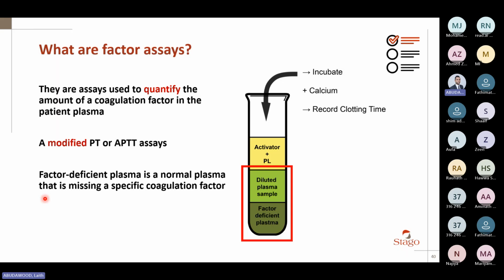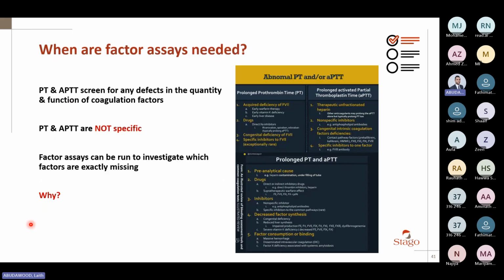Now, when do you really need to run this assay? Why don't I just use PT, APTT? Now, of course, as you know, when I run PT or APTT, when they are prolonged, do you know what factor is missing? You don't know, because they are screening assays that give you a general idea about the extrinsic, the intrinsic, and the common pathways, but they do not tell you what is the problem. Do you have a problem with the quantity of one of the factors? Do you have a problem with the function of one of the factors? We have no idea. We just know that there's a problem.